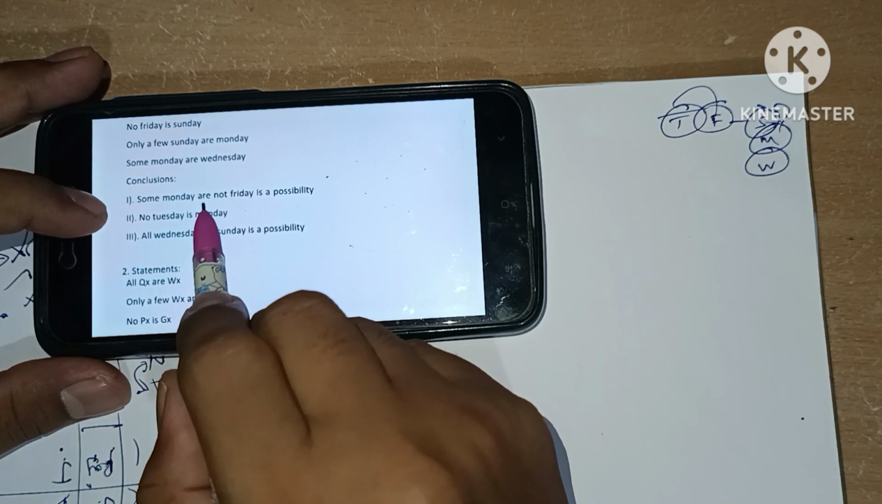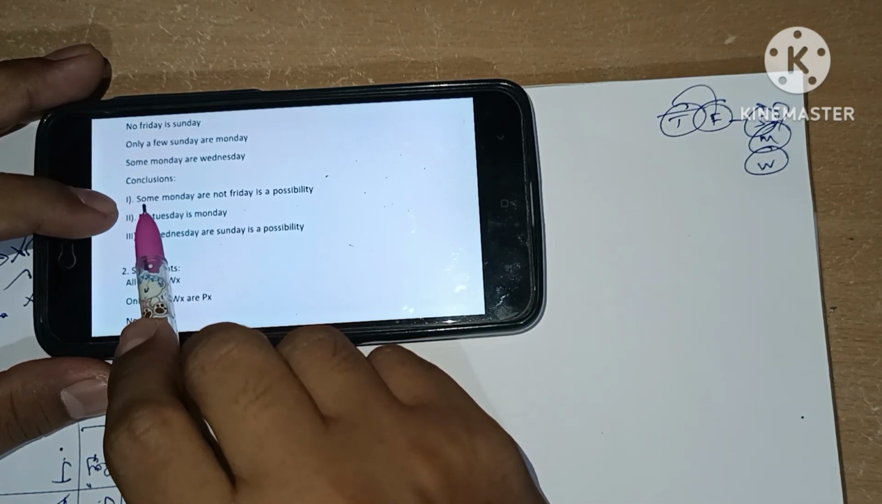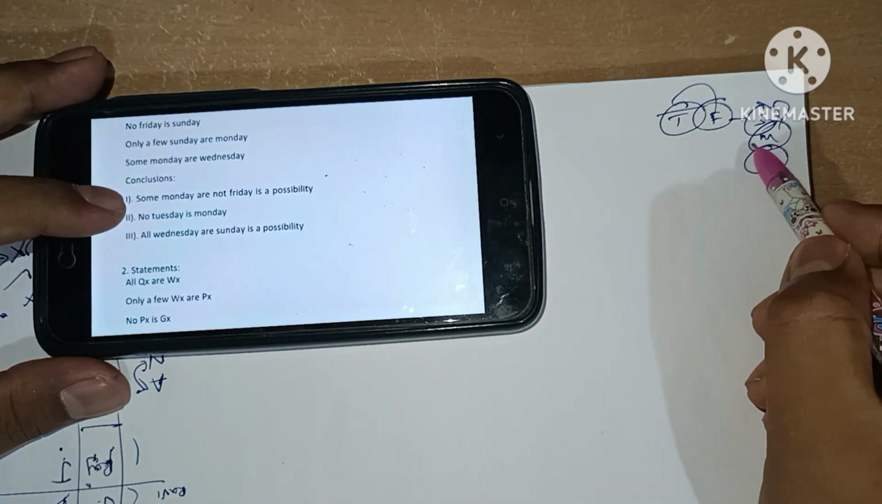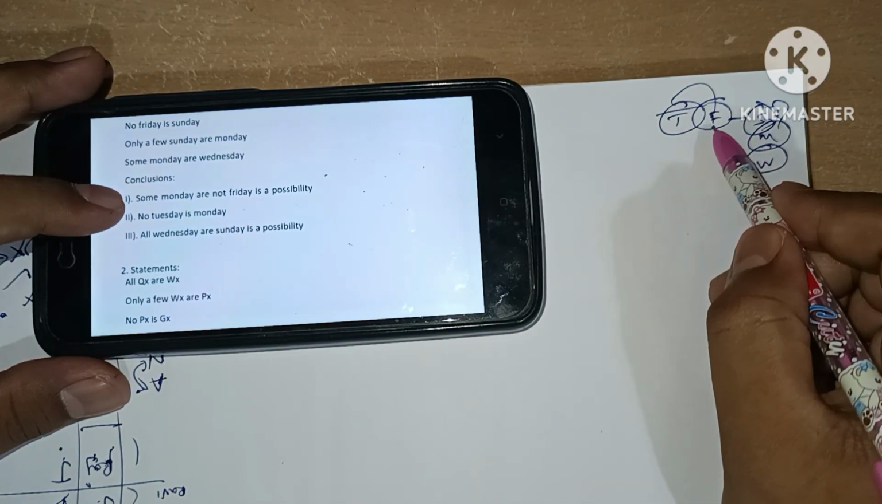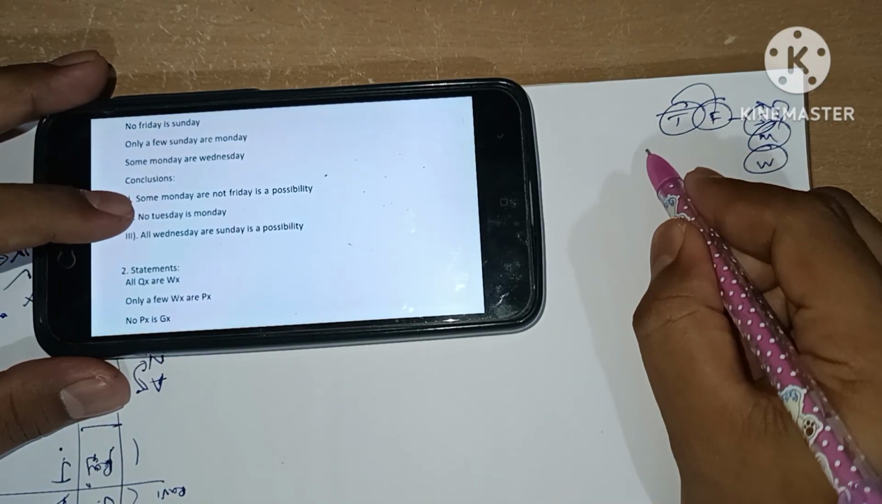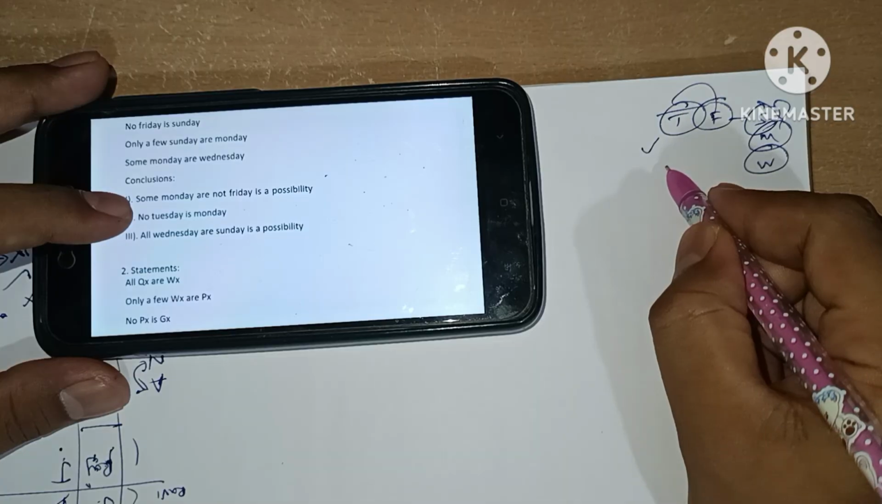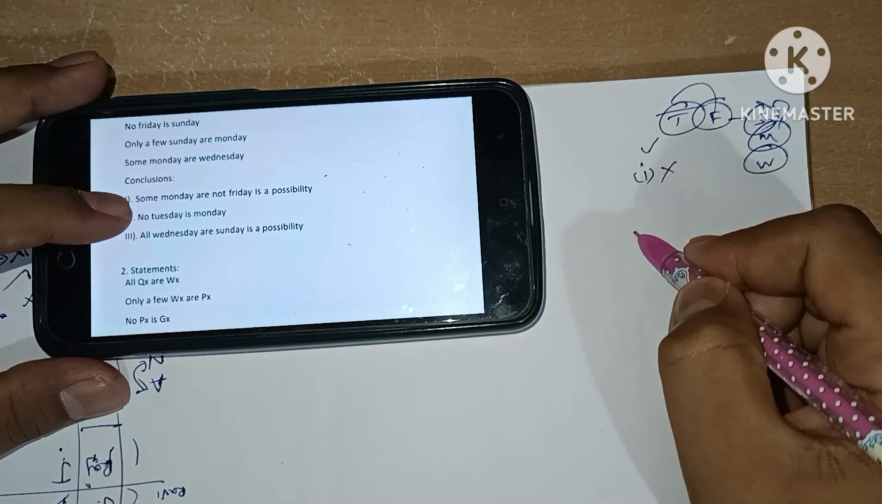Some Monday are not Friday is a possibility. Leave it aside. All Monday can be Friday. All Monday can be placed inside Friday. It is not possible. All case fails means some not case will be true. And true is a possibility. So first conclusion will be false.